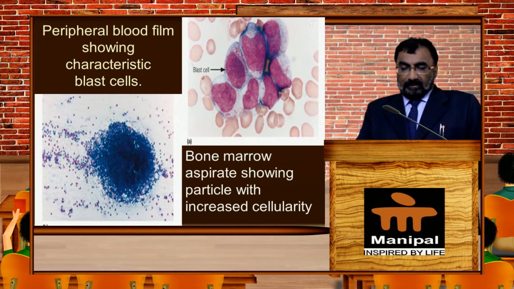If you see this picture, it shows the blast cells in the peripheral blood film, and the picture below shows the bone marrow, which is showing an increase in cellularity. These are the basic changes which you see during the examination of peripheral smears and bone marrow for diagnosis of leukemias.